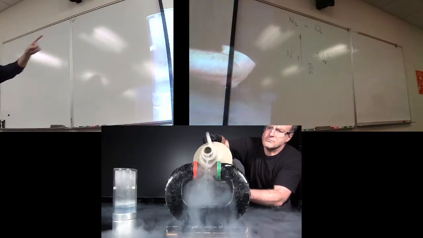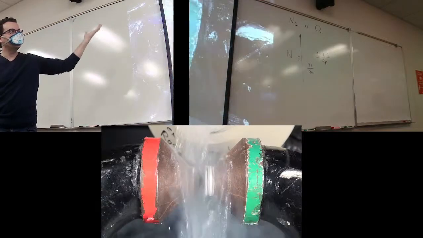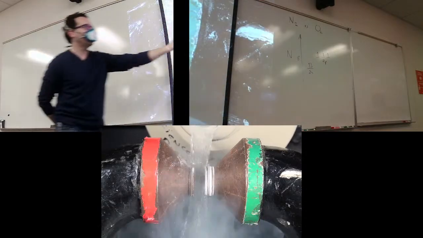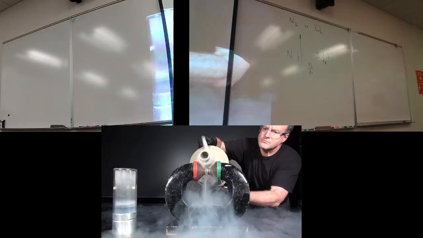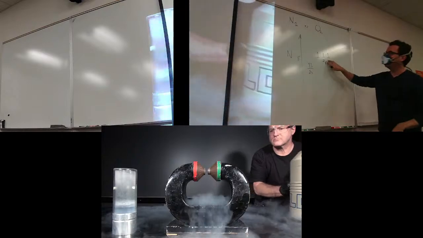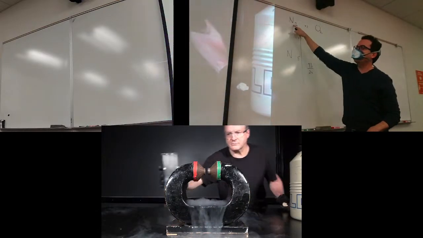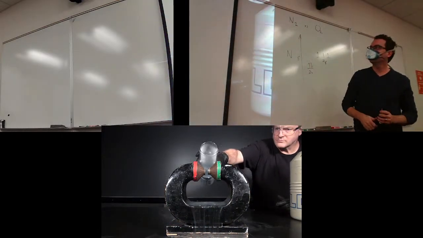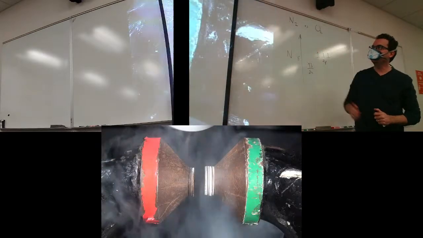So the molecule N2 is not being affected by that strong magnetic field that's right here, which is different from atomic nitrogen, right? Atomic nitrogen is paramagnetic. What we're seeing is that liquid nitrogen is diamagnetic. And here's liquid oxygen.